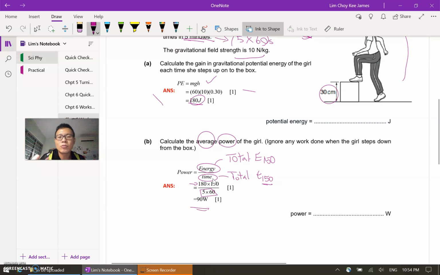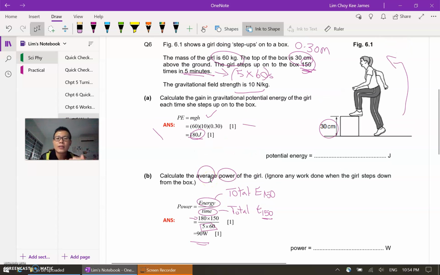Standard things you have are SI units, the units for the answer, and the answer limit is 2 or 3 SF. Now, things to take note of is the idea behind this question. Like I mentioned before, I can't really look at it as individual power because I will not know the time taken for each step. Although the girl did 150 steps, it doesn't mean that each step is completed in the exact same timing.